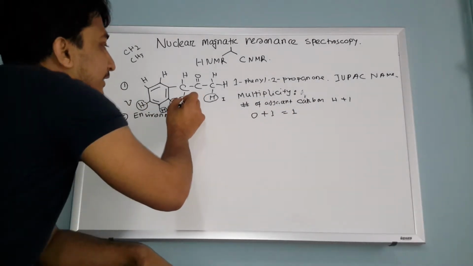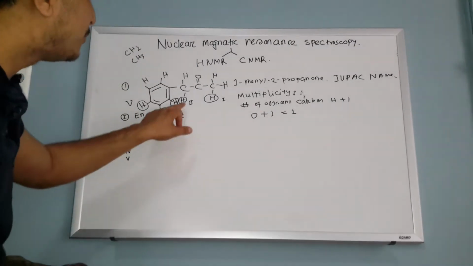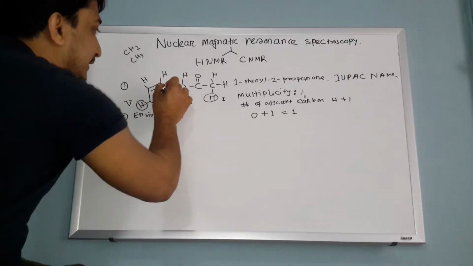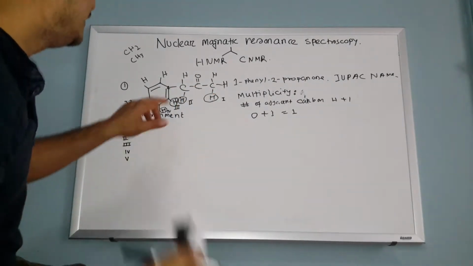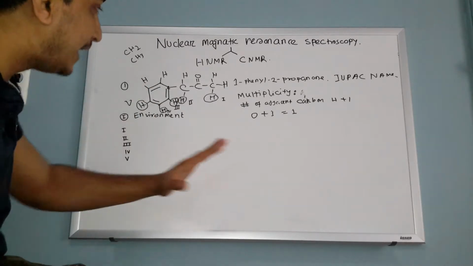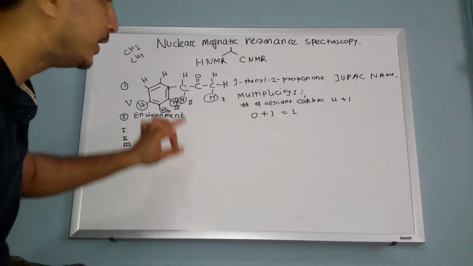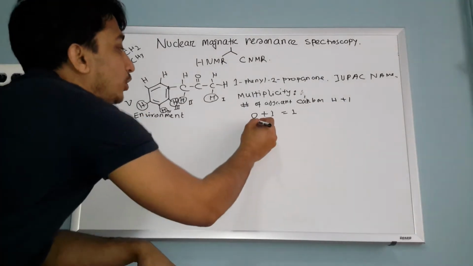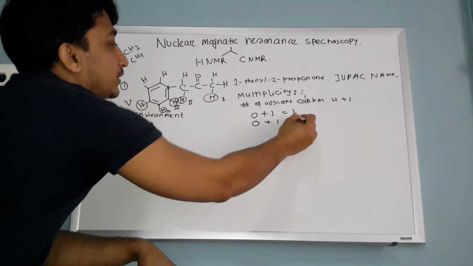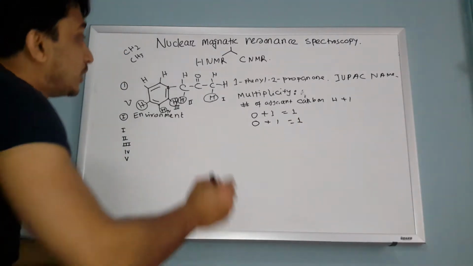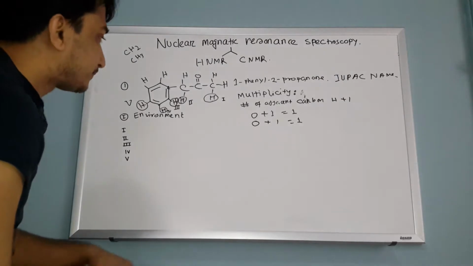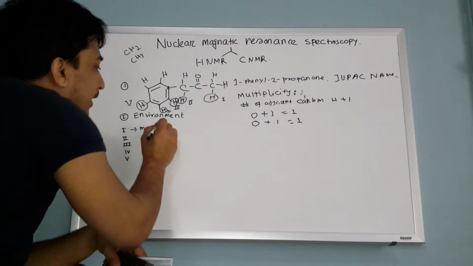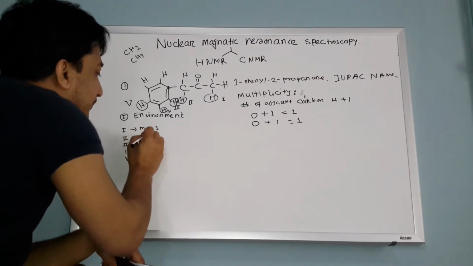For example, this hydrogen carbon is connected with 2 carbon. Which 2 carbon? This carbon and this carbon. This carbon and this carbon have no hydrogen. So that's why this is also 0 hydrogen plus the formula's 1. That's why this is 1. Right now, environment number 1 multiplicity is what? 1. Environment number 2 multiplicity is 2.